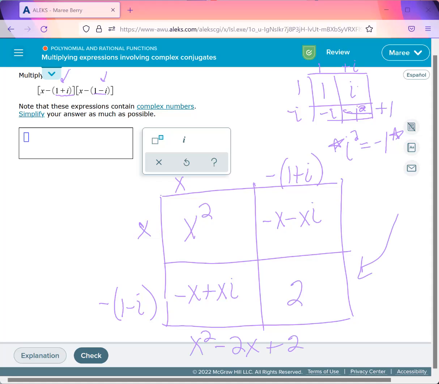So we're going to go ahead and type in here x squared. Oh, why is it capital? Back up. I don't get it. Minus 2x plus 2.